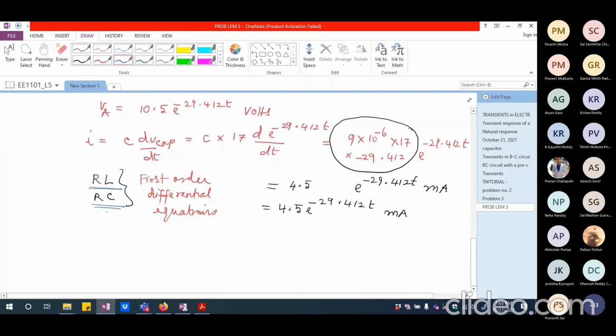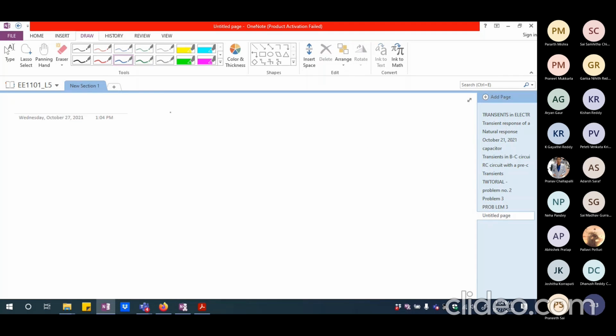See, the moment we involve R, L and C, all three of the elements, please remember, this is also an energy storage element. Once we involve R, L and C, this is going to be a second order differential equation. So we are going to look at the second order differential equation or second order system now.